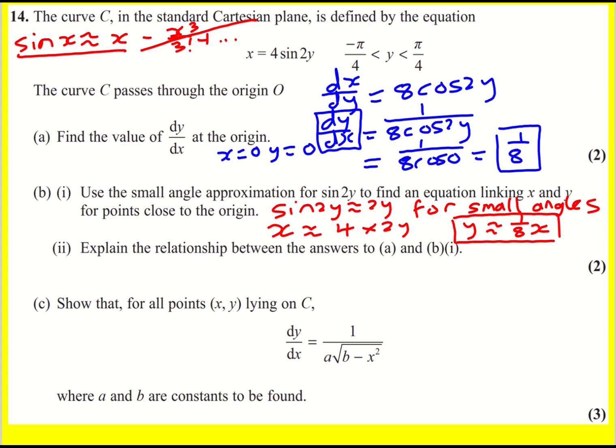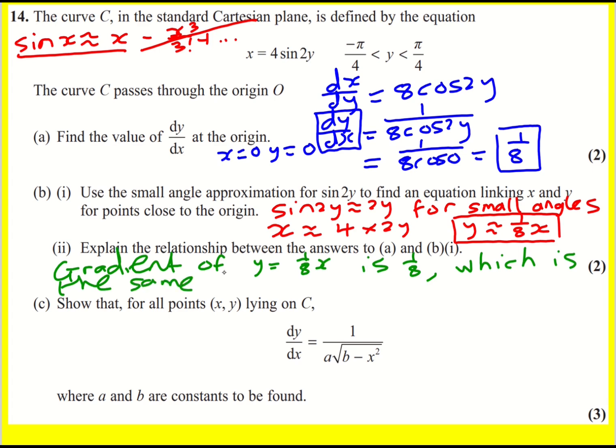Explain the relationship between the answers to A and B part 1. Well, the gradient of y equals 1 over 8x is 1 over 8, which is the same as dy by dx at the origin. Basically, we're showing that it's consistent, that we're actually saying that for small angles, we have approximately a linear curve. It's going to have a gradient of 1 over 8, and yeah, the actual dy by dx is 1 over 8 at the origin, like they are the same, essentially.